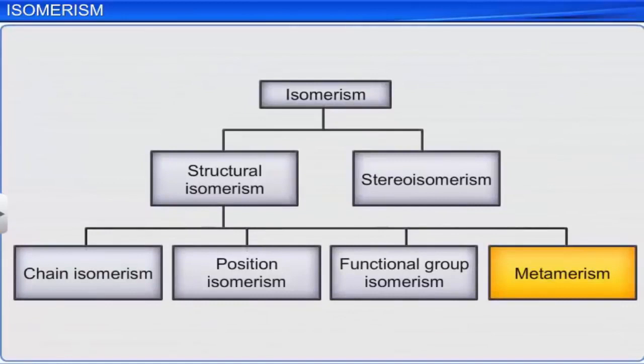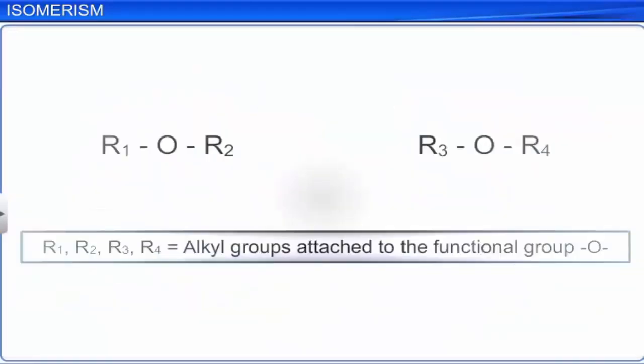Finally, let's look at metamerism. Compounds that have the same molecular formula but different alkyl groups attached to the same functional group are called metamers, and the phenomenon is known as metamerism. This type of isomerism occurs due to the difference in the nature of alkyl group attached to the functional group.